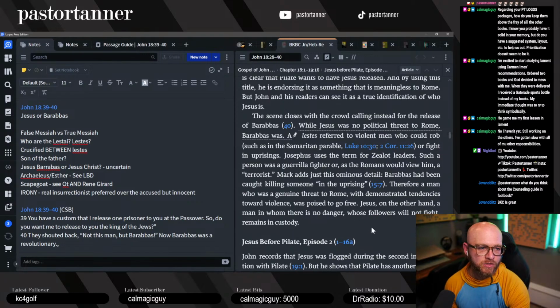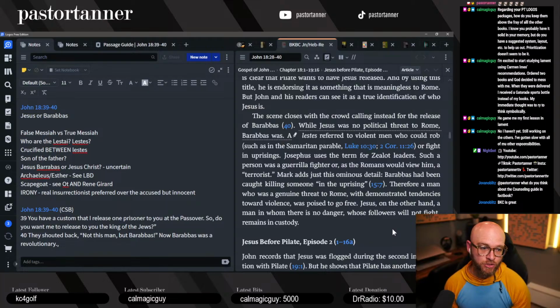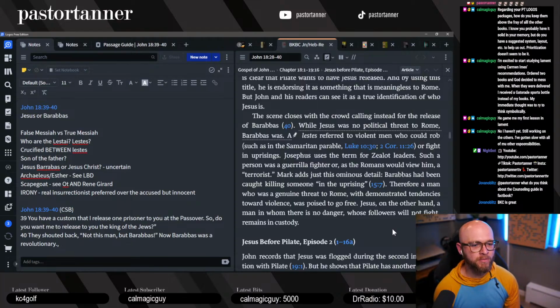The scene closes with the crowd calling instead for the release of Barabbas. While Jesus was no political threat to Rome, Barabbas was. Lestes referred to violent men who could rob, such as in the Samaritan parable, or fight in uprisings. Josephus uses the term for zealot leaders. Such a person was a guerrilla fighter, or as the Romans would view him, a terrorist.